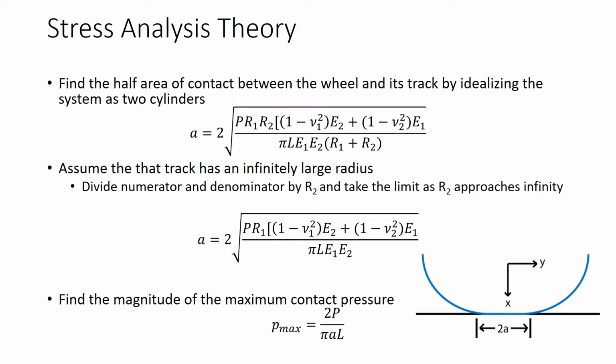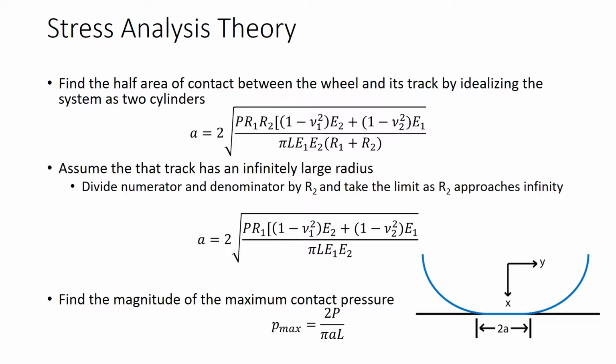The first step to finding the contact stresses between a train's wheel and its track is to find the size of this deformation. This can be done by using the first equation below. In this equation, r refers to the radius of the body, E is the Young's modulus, nu is the Poisson's ratio, P is the applied load, L is the length of the area of contact, and A is the half-width of the area of contact.